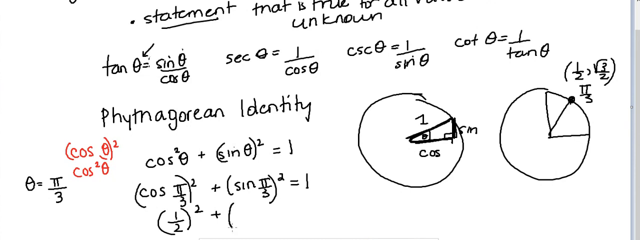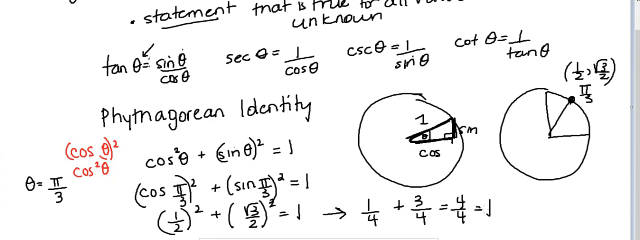You take the sine, which is a half. Sorry, not a half, root 3 over 2 squared. And it'll always give you 1. So I'll check, I'll just do 1, but you could check for all of them. A half squared is 1 over 4. Root 3 over 2 squared is the square root of 3 squared, which is 3, over 2 squared, which is 4. That is 4 over 4, and that's equal to 1.